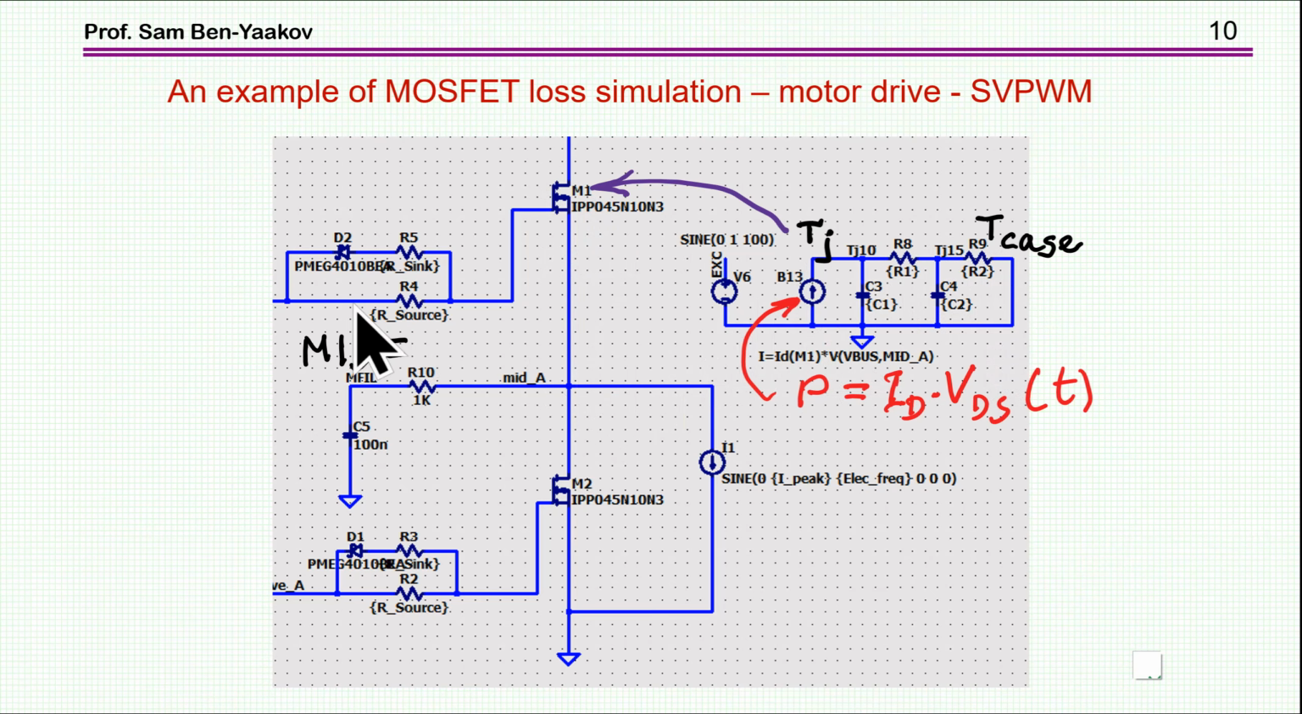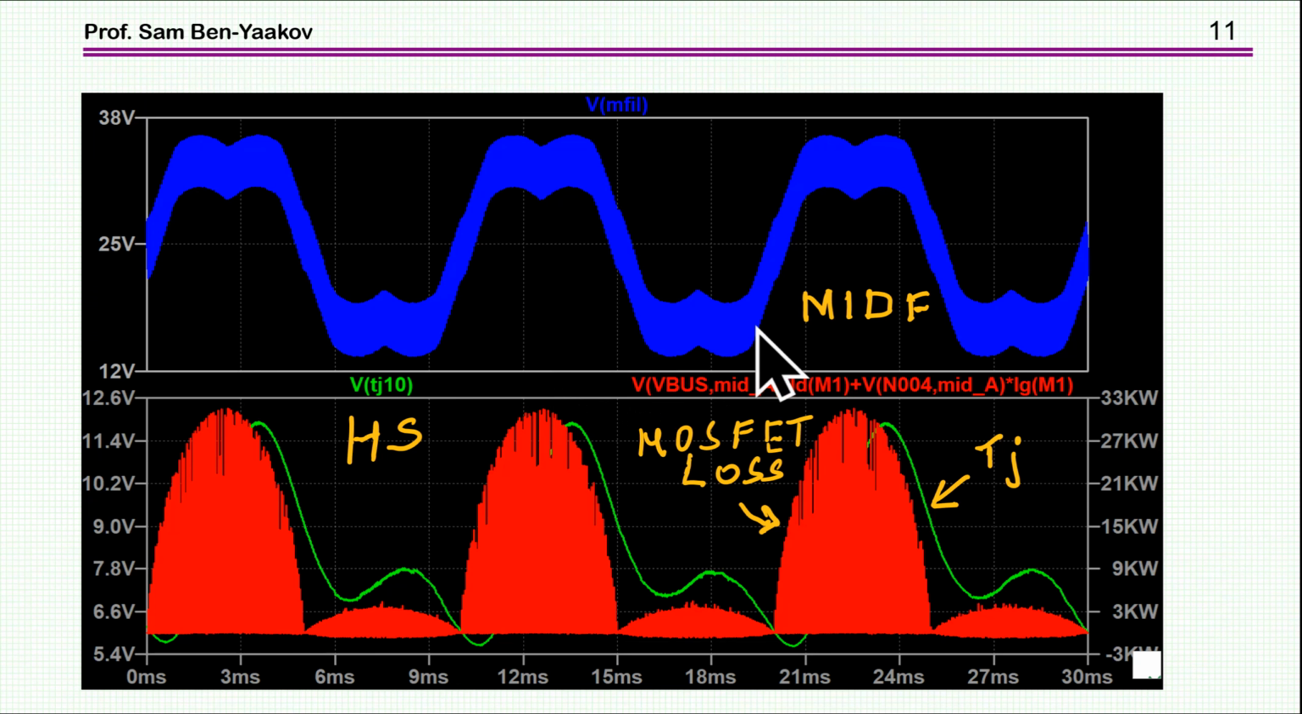Now the modulation used in this simulation is the space vector PWM modulation. And here is the midpoint. I'm filtering it out a little bit. And here is the result of the simulation. This is the filtered midpoint, typical of a space vector modulation. Now the red is actually the loss across the transistor, the power loss. The high peaks are due to the fact that it takes into account the reverse recovery. And then the green one is the actual temperature, or the estimate of the junction temperature of the transistor.